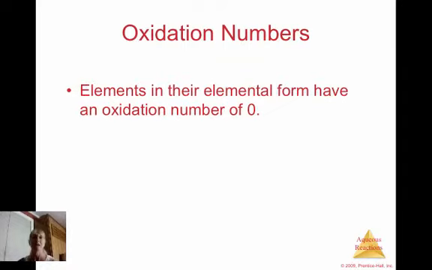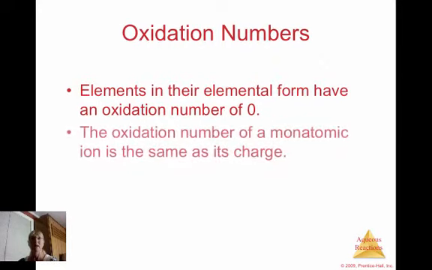So elements in their elemental form are easy. Their oxidation numbers are 0. If you have a monatomic ion, like chloride or sodium, their oxidation number is the same as their charge. The only thing that's different, if I said, what's the charge of sodium? You'd say 1 plus. If I say, what's the oxidation number of sodium? You're going to say plus 1. And I was kind of stinky about that sometimes last year with my students. Now it matters.